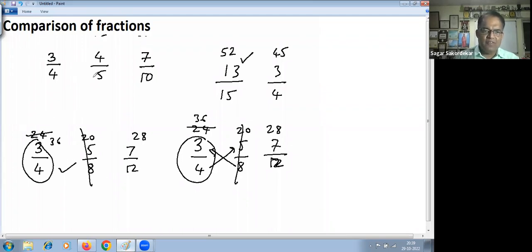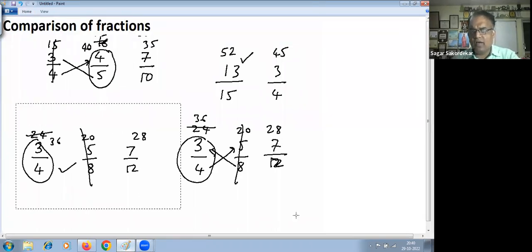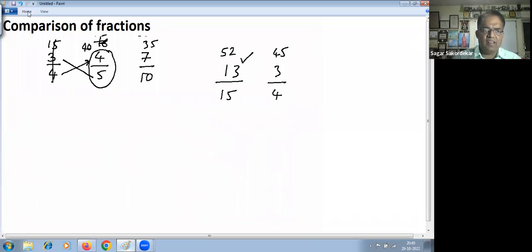See, Parth. 5 into 3 is 15. 4 into 4 is 16. So this is out now. So you compare this and this. Remember this. 4 into 10 is 40 here. 5 into 7 is 35. So very clear, 40 is greater than 35. So the answer for us is 4 upon 5. Any doubt, those who got it wrong? Okay, I want at least the last one, all should get correct. 7 divided by 12.